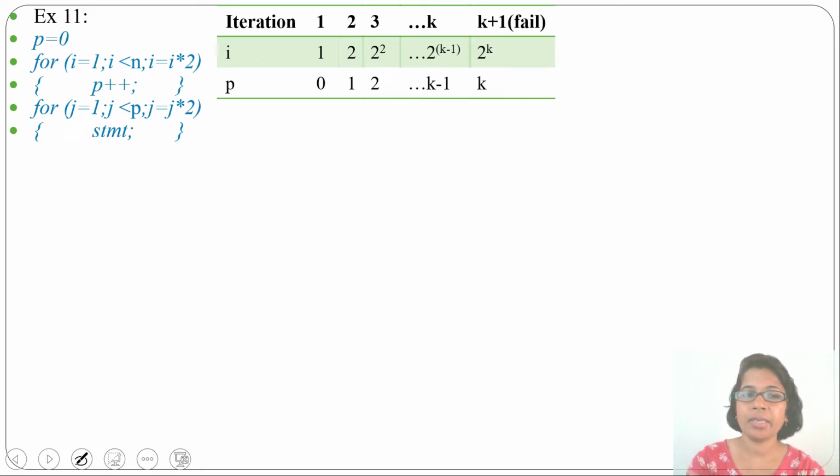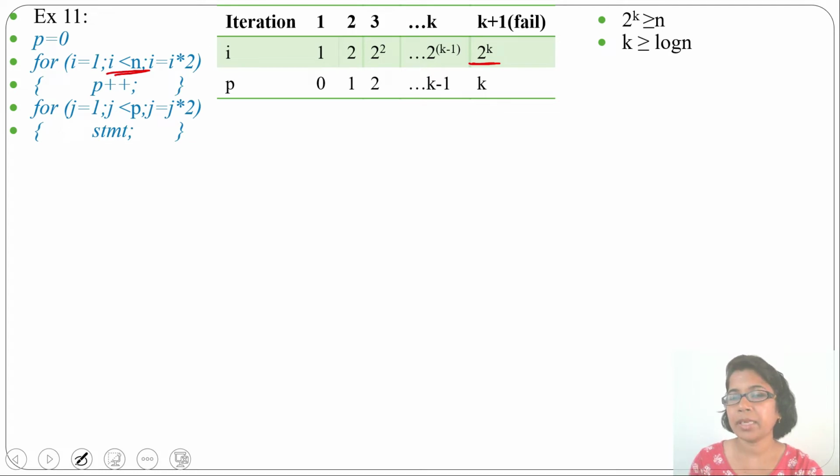At k plus 1 iteration i value will be 2 power k and p value will be k. So when this 2 power k value is greater than or equal to n, it will fail. 2 power k greater than or equal to n means k will be greater than or equal to log n. Approximately k value is equivalent to log n. We can write running time as theta of log n. This is for the first for loop.